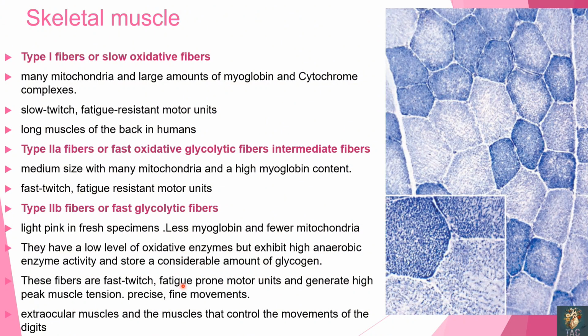So these fibers are fast twitch as compared to type 1. Fatigue prone as compared to type 1, which are fatigue resistant. These are fatigue prone motor units and they generate high peak muscle tension for precise and fine movements. So they are present in the extraocular muscles, the eye muscles, and also the muscles which control movements of the digits in the hands. So these are white muscles, type 2B muscles, which are present in the eye and the hand, which are fast twitch and fatigue prone muscles.